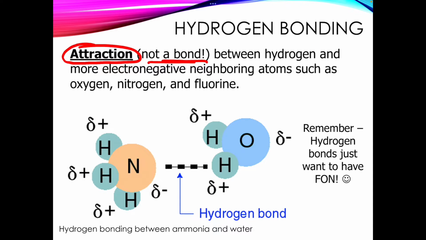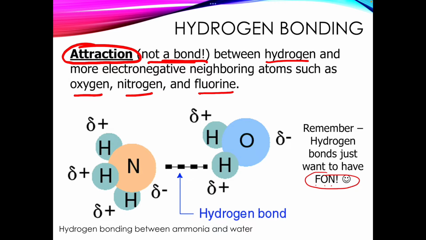So the way that we recognize hydrogen bonding is it's going to be between hydrogen and some other atom that's really electronegative. Our electronegative atoms that we're going to look at are oxygen, nitrogen, and fluorine. Okay, so I like to say hydrogen bonds just want to have fun. Fluorine, oxygen, nitrogen. I know it sounds silly, but if you remember that hydrogen bonds just want to have fun, then I think that will help you out.